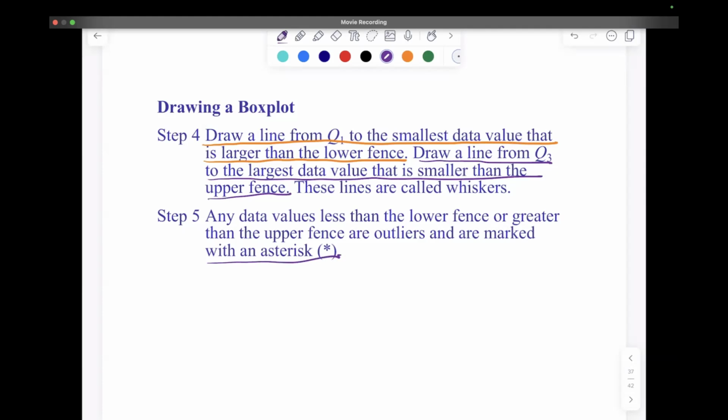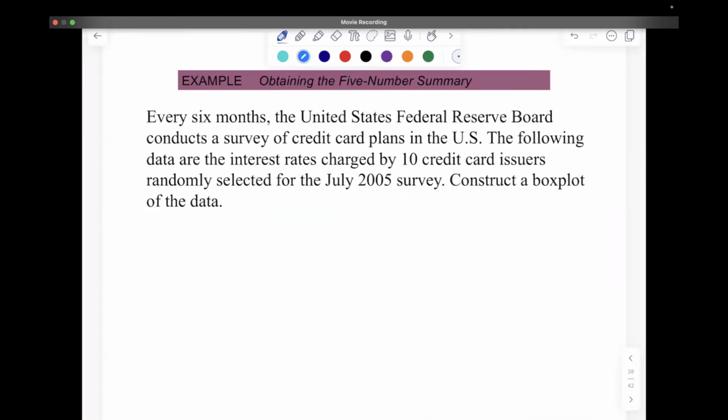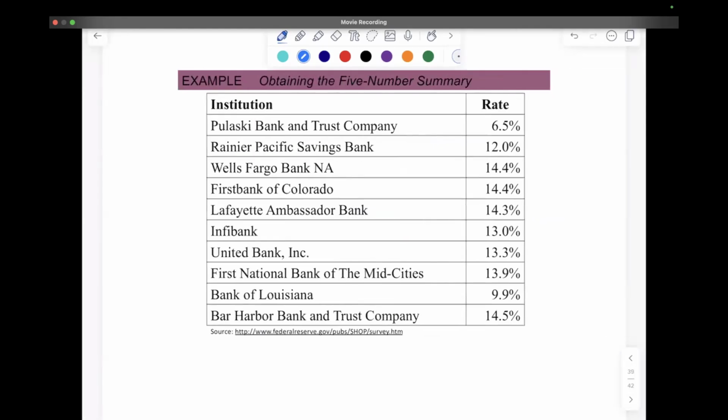I'm going to show you some examples. We're going to draw one together, and we're going to see one that's already drawn. So an asterisk represents an outlier. Once we actually make one, it'll probably make more sense. So I'm going to make a box plot on these credit card interest rates. So here's a whole bunch of data, and I'm going to use this data to create a box plot. You don't have to write the data down or even care about it.